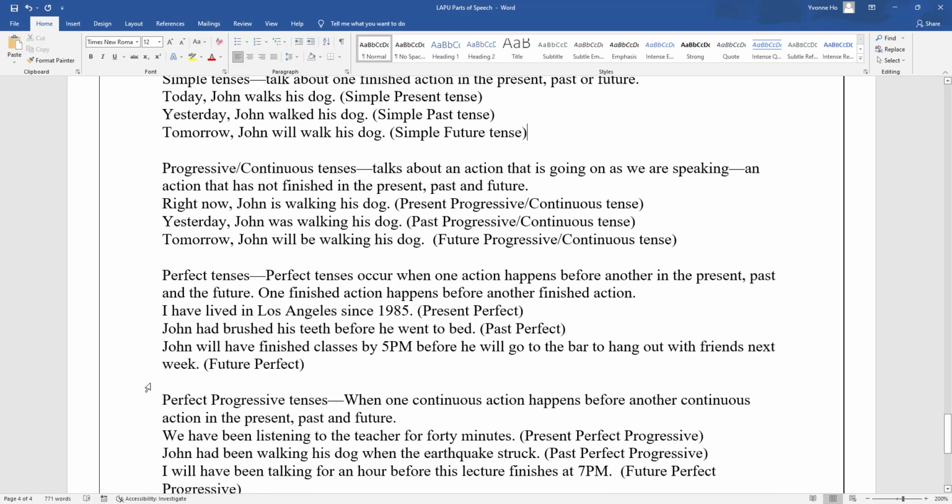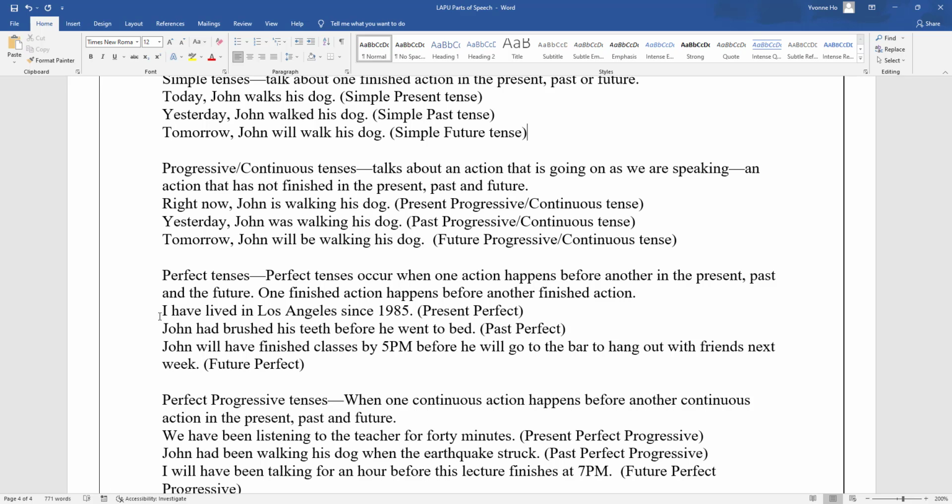The next batch of tenses are known as perfect tenses. Now perfect tenses tend to take on the verb to have. Anytime you have the verb to have, then it's a perfect tense. Another characteristic is that perfect tenses usually talk about two actions in which one action happens before another action. So you would have two actions, one happening before the other in the present, in the past, and in the future. And all of these verb tenses are very similar to if you speak French, Spanish, Italian. It should be the same.